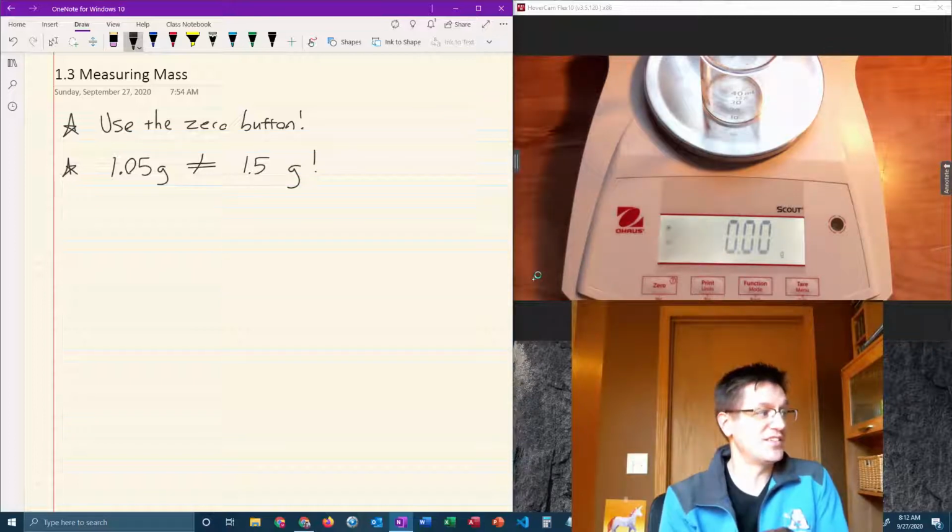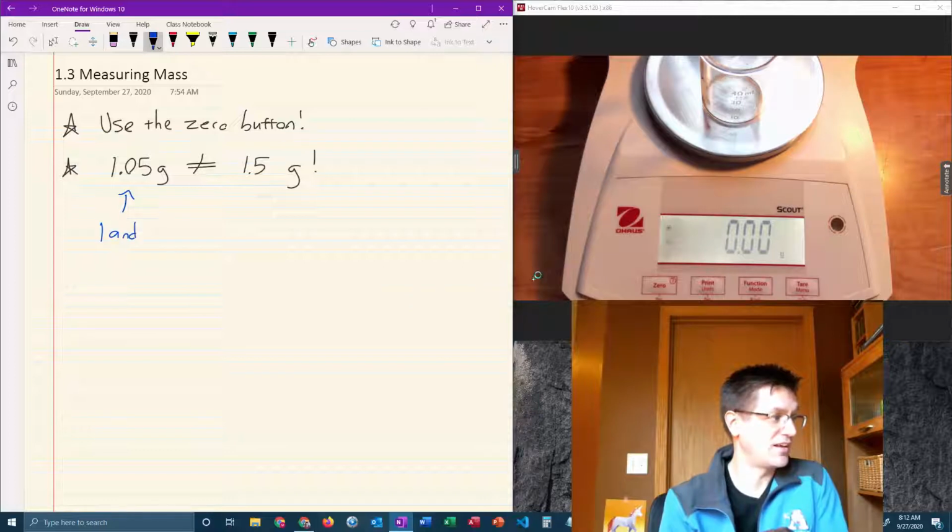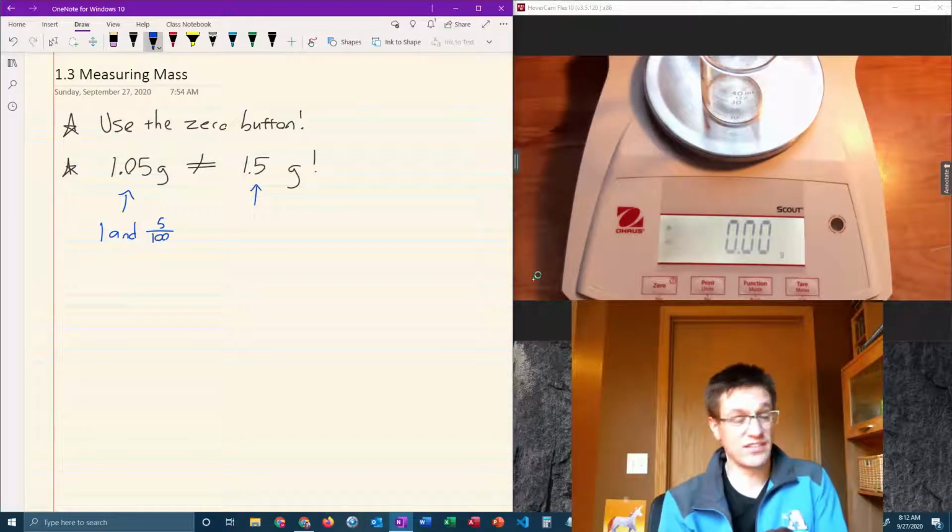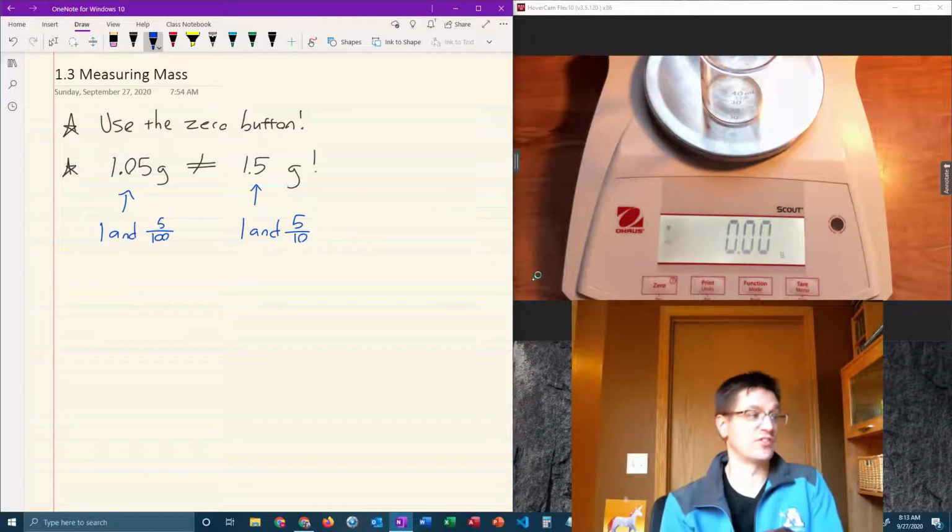Okay. This is 1 5/100ths of a gram. This is 1 5/10ths of a gram. Totally different numbers.